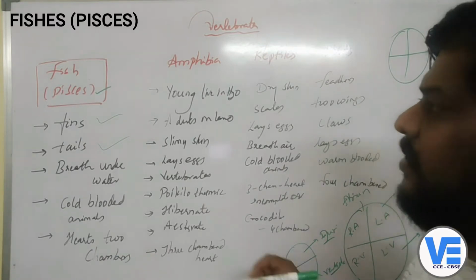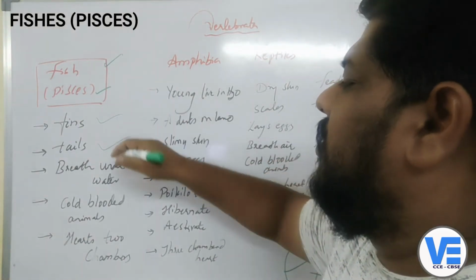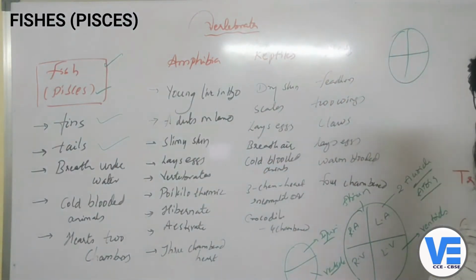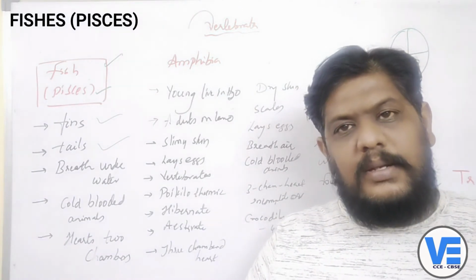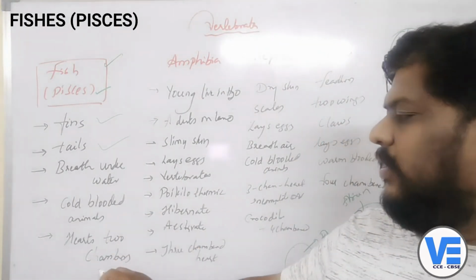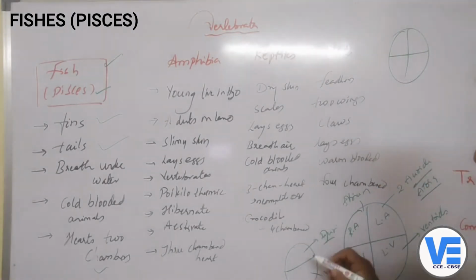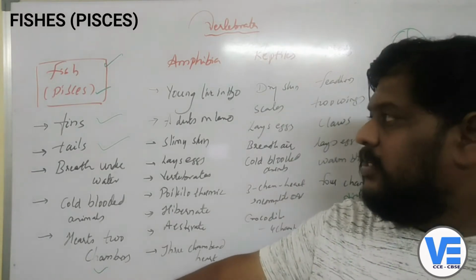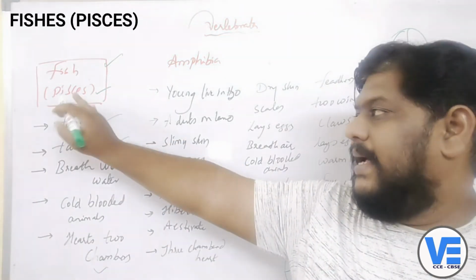Especially you can take the example of the fishes. Fishes are absolutely cold-blooded animals. So their body temperature and the temperature where they live definitely will vary, right? Now when you come to the heart, they have only 2 chambers. They have 1 auricle and 1 ventricle. So this is about the fishes, which are also called the PISCES, right, children?